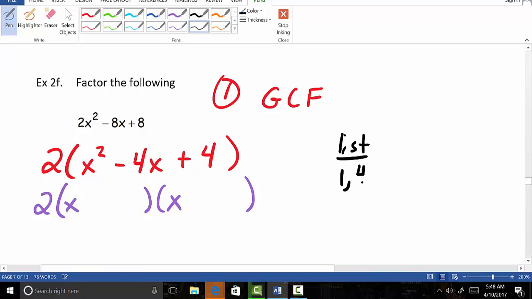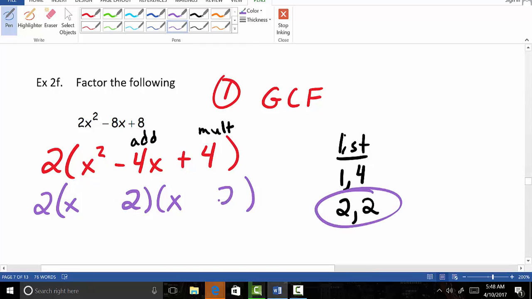So 1 and 4 give us 4. Unfortunately, though, that's not going to combine in any way to give us 4, or in this case, negative 4. We also have 2 and 2. When we multiply 2 times 2, that will end up giving us 4, and it will also add or subtract and combine to give us negative 4. So we know then our numbers that we're talking about are this pair, 2 and 2.